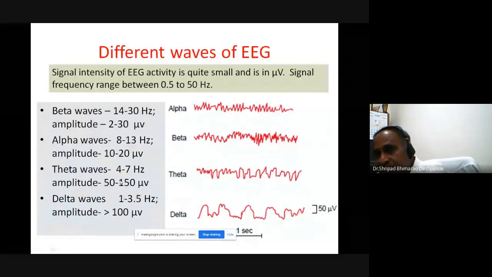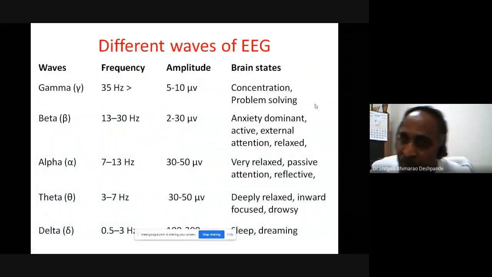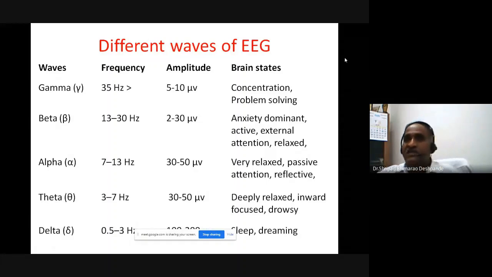Okay, let us see each of these waves, how they are and what they are. Now, I'm trying to give you a table of those wave patterns. Right now, don't worry about the gamma waves. I have not talked about them, and I will talk about them at the end, after describing alpha, beta, and the others.